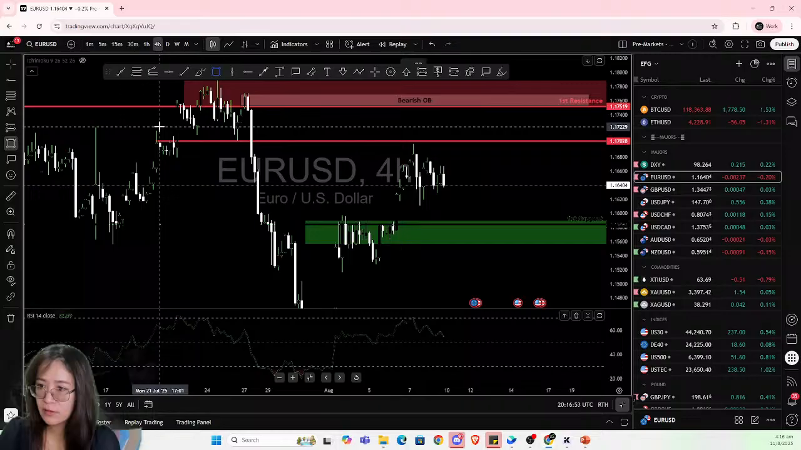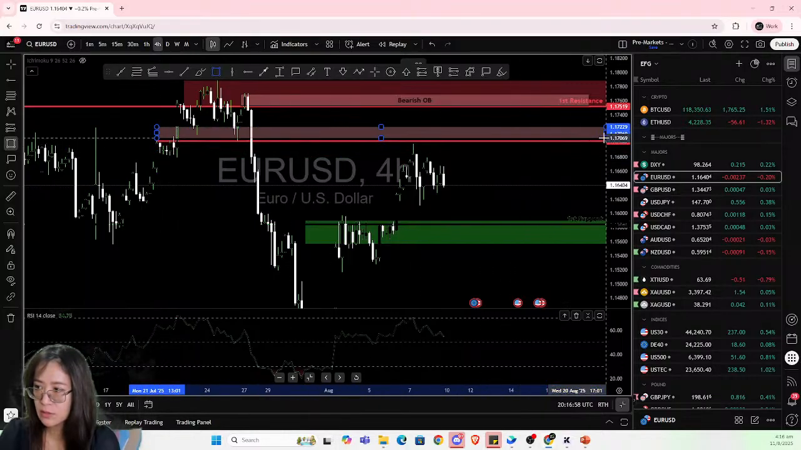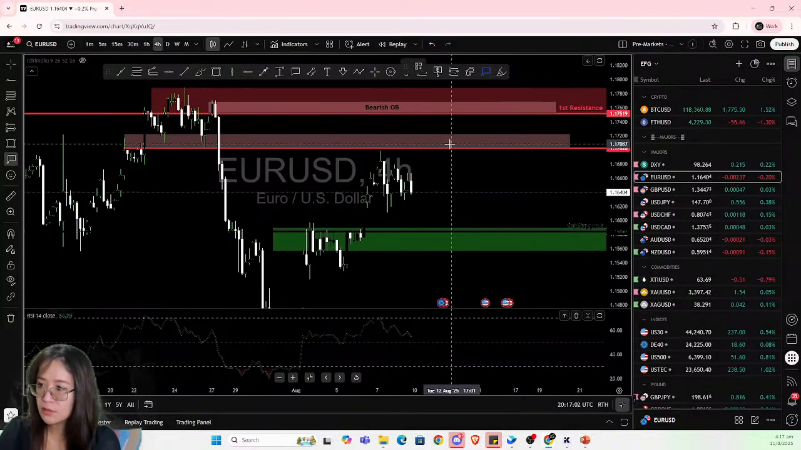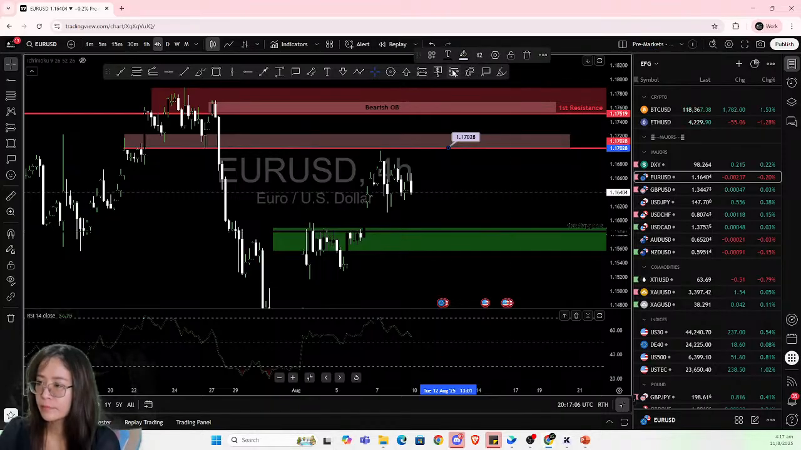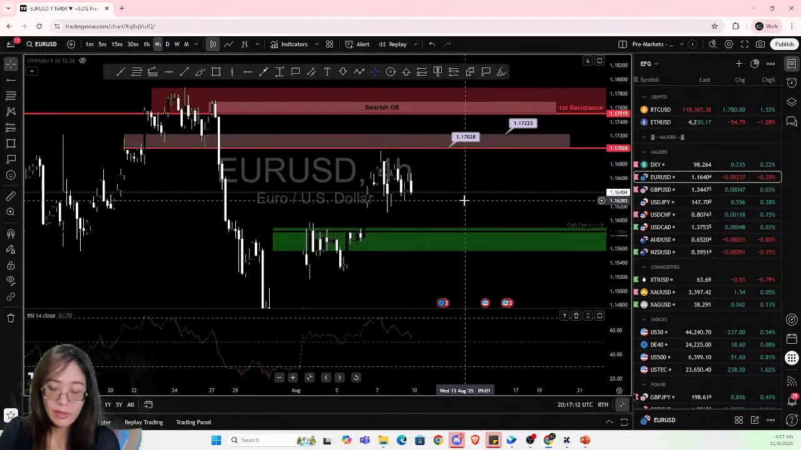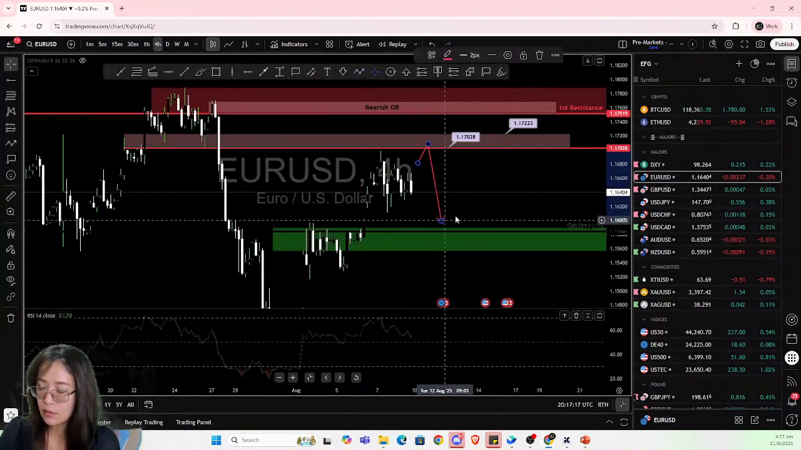If you trade with support and resistance, this is going to be the zone. That's going to be a sell zone for you. So this is going to be your first sell zone based on H4. I'll put the zone like that. So whenever price shows rejection, you're going to sell from here. Okay, you're going to sell from here, and then you sell.